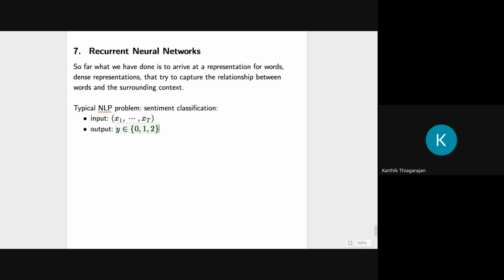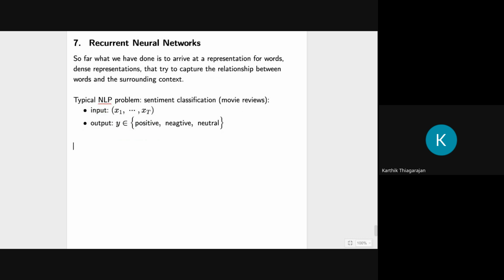So positive sentiment, negative sentiment, and maybe neutral, where the movie was not too good or too bad. So sentiment classification, maybe particularly of movie reviews. We could put it that way. All right, so this is the problem setting that we are going to consider.